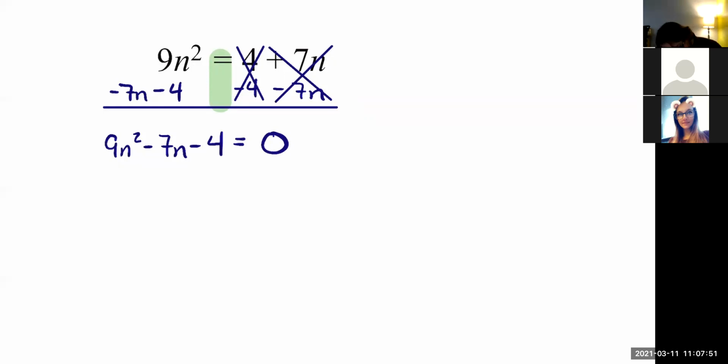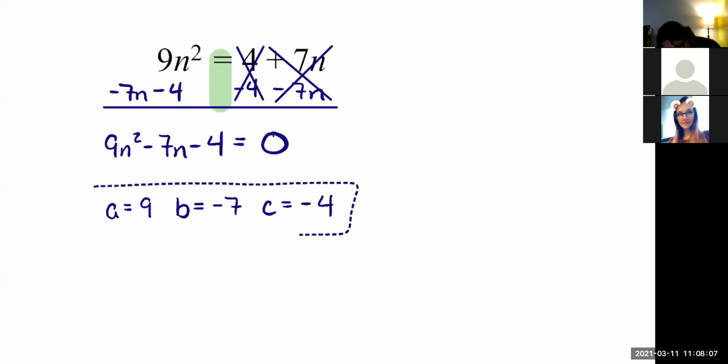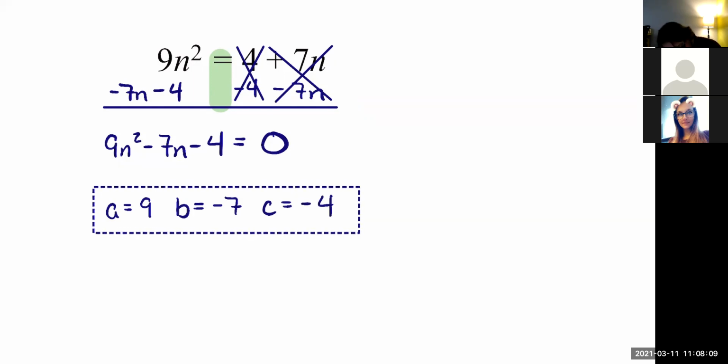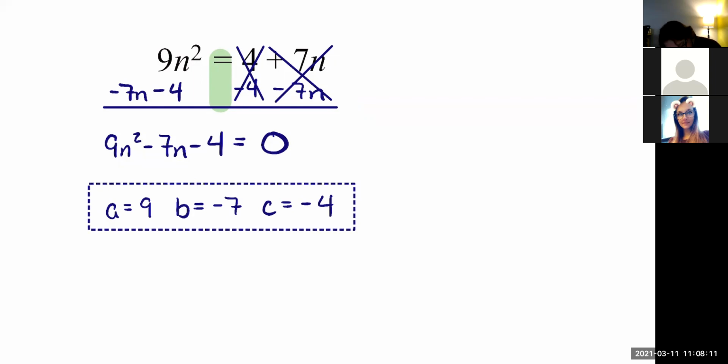What is my A? 9, A is 9. My B is -7. And my C is -4. That's going to be my A, B, and C I use in my quadratic formula. So I don't want to lose those.